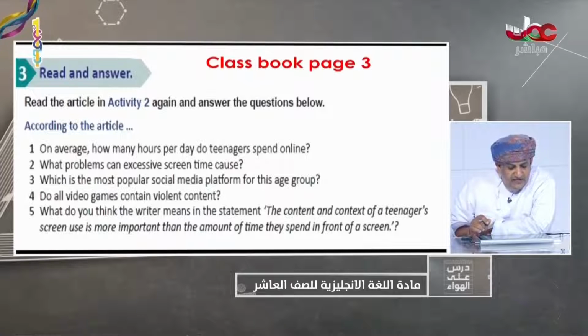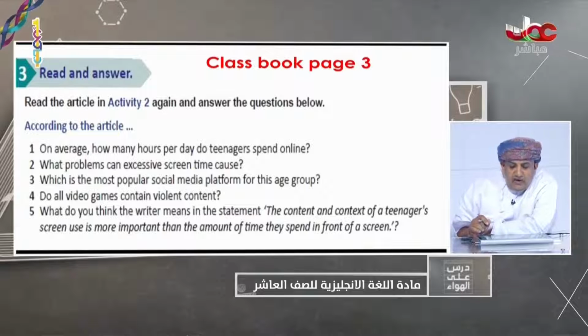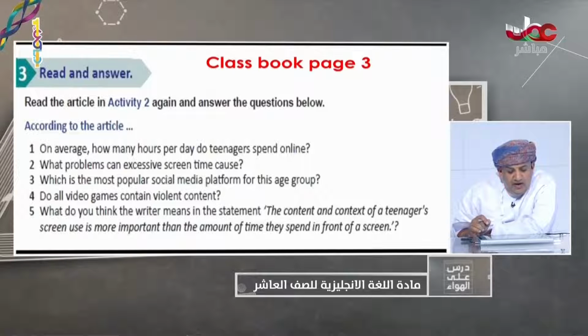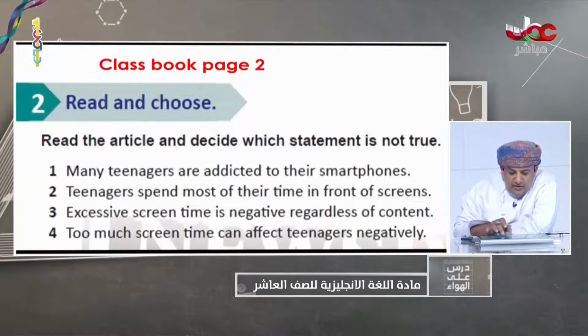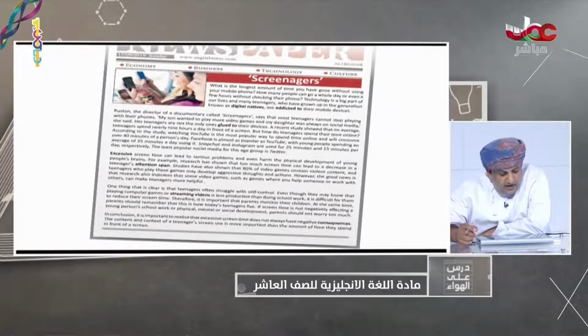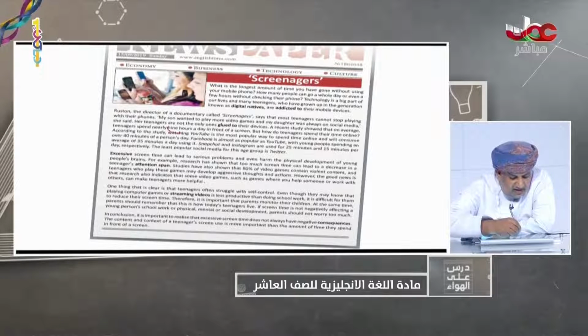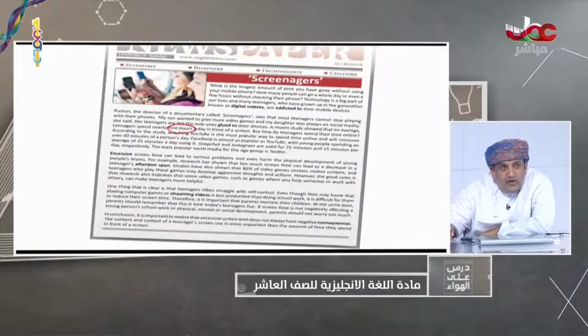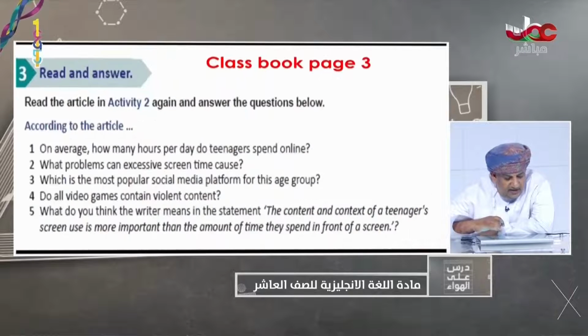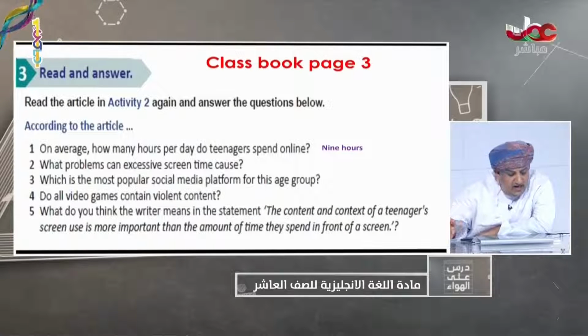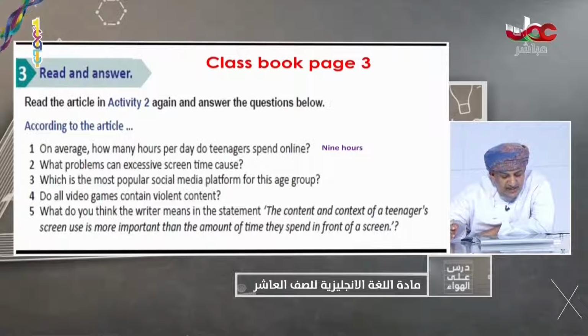Okay, now let's look at number 3. Read the article in activity 2 again and answer the questions below. Okay, according to the article, on average, how many hours per day do teenagers spend online? How many hours? Okay, now let's look back to the article. Okay, now I think this is the answer here, 9 hours. Okay, by scanning, I think it's 9 hours. Yes, it's 9 hours.